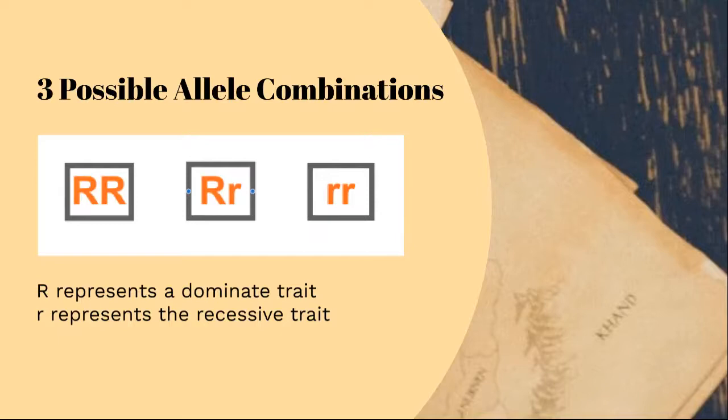We have 3 possible allele combinations as shown here, where a big R represents a dominant trait and a little r represents a recessive trait. Parents can also be carriers of the recessive trait but show the dominant phenotype, which would be the heterozygous big R, little r.